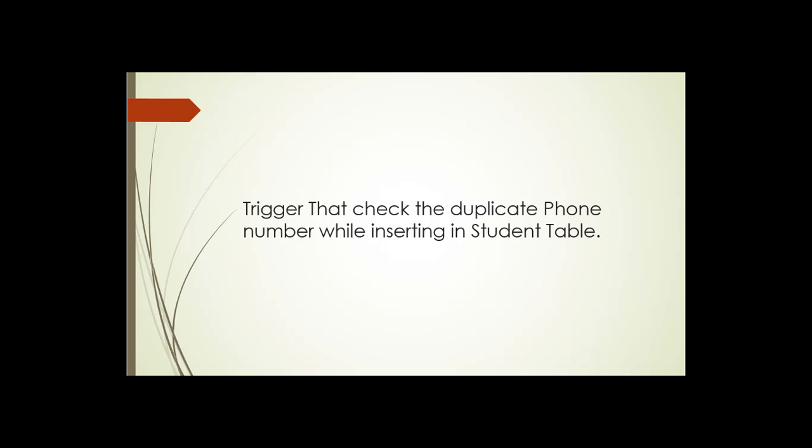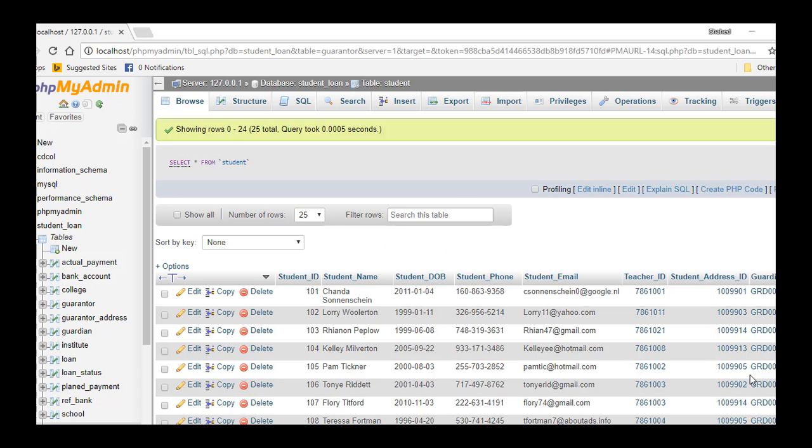Last but not least, I'm going to create a trigger that will determine if there is any duplicate phone number while inserting into the student table. Let's do it. So we are going to create a trigger for the student table. When a new student tries to register on this site, they have to provide their phone number, and this phone number should not match any existing number. So let's create a trigger.